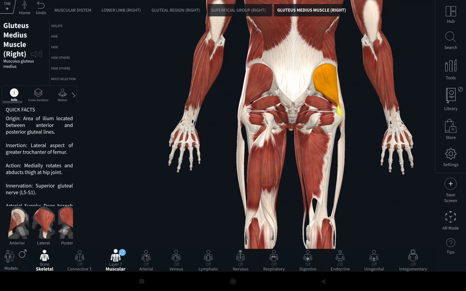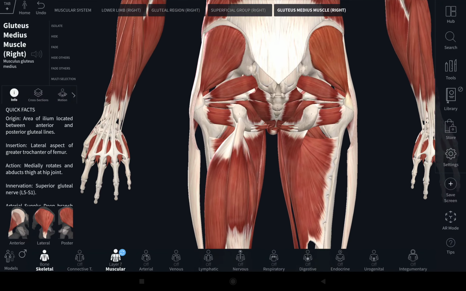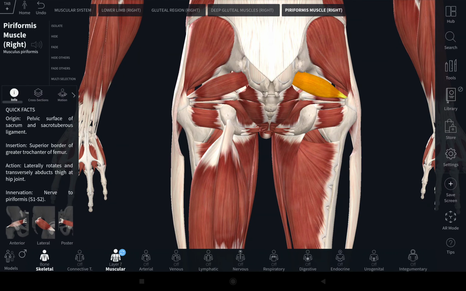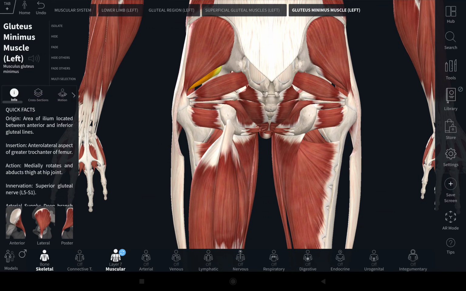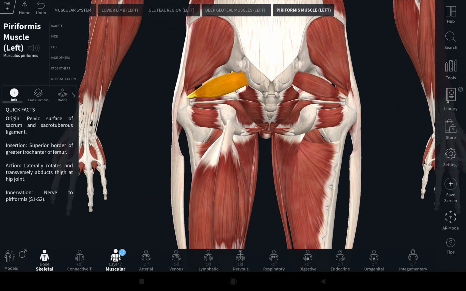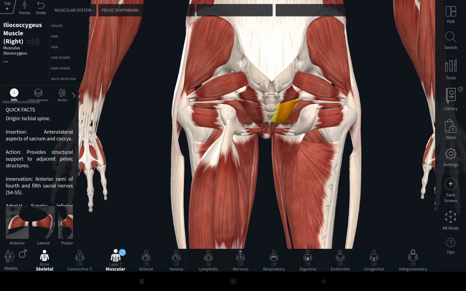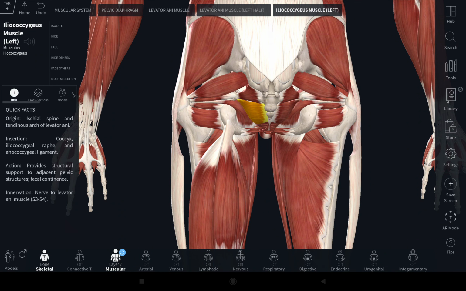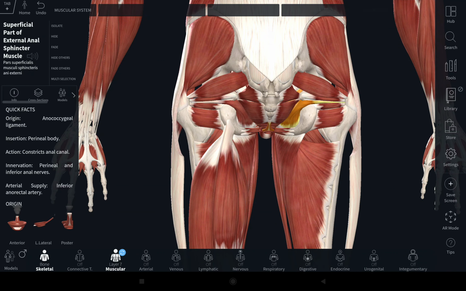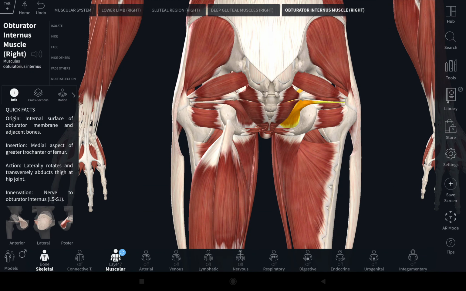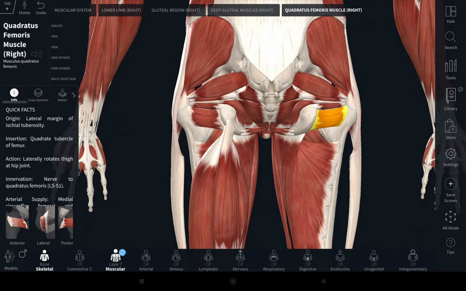This muscle is the gluteus medius muscle, and there are several short muscles, which is the gluteus minimus muscle. Here is the gluteus minimus muscle, and this is the piriformis muscle. This muscle is the coccygeus muscle. This muscle is the iliococcygeus muscle. This muscle is the obturator internus muscle of left side. This muscle is the quadratus femoris muscle.